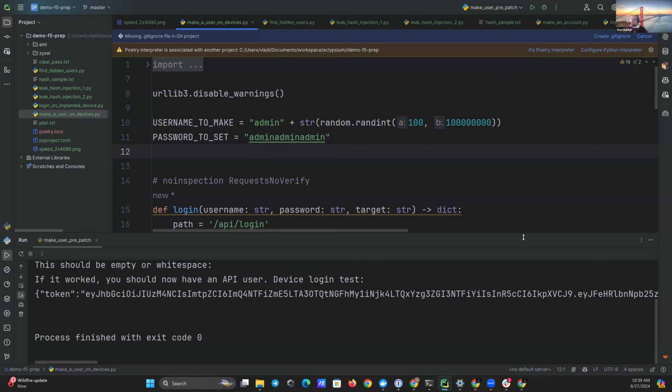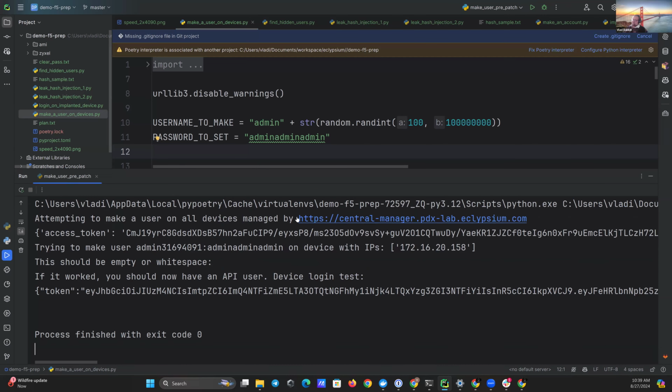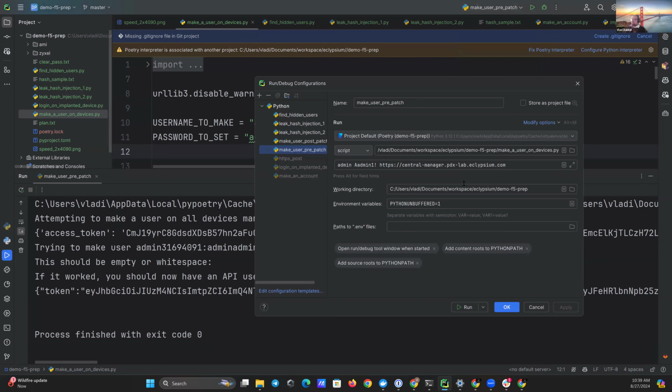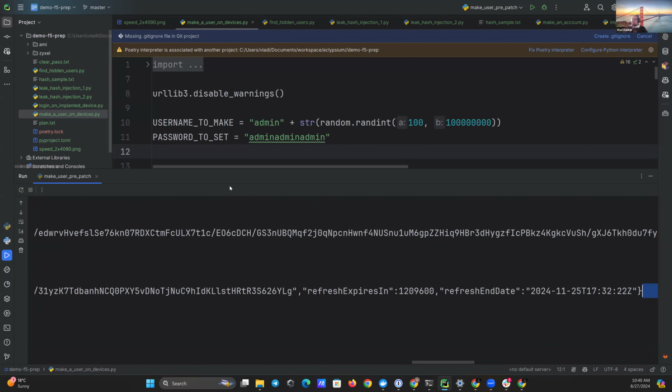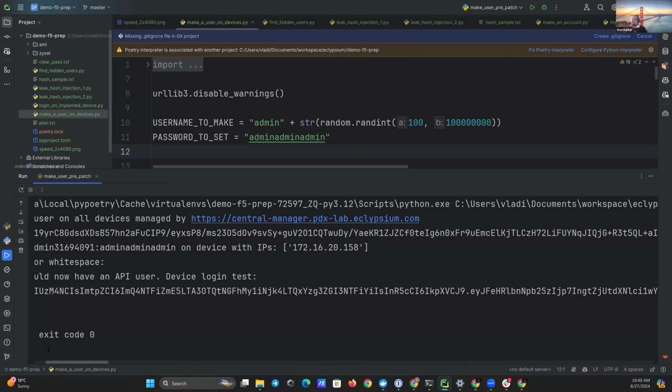So we are attempting to make a user on all of the devices managed by the Central Manager. One point is that this attack actually needs admin password login, or maybe it needs to abuse a bypass to exploit the injection, but it needs some kind of access. It's not pre-authenticated like the SQL injection that I showed, right? So it will try to make users on all the devices managed by this platform, and it will try to make this user on this device. It pulls this IP address from the Central Manager, and it's testing device login and succeeding. So it's getting a token to use with the device.